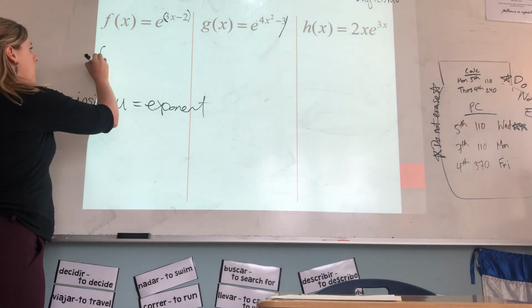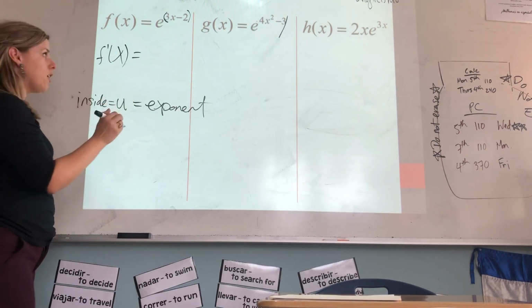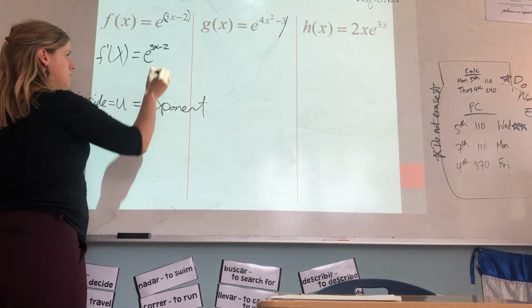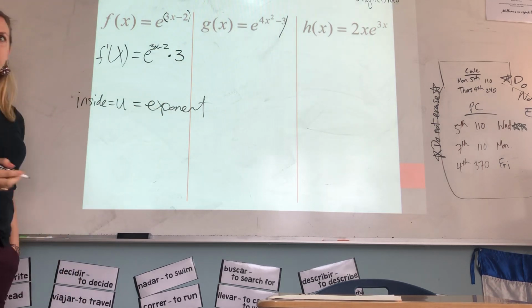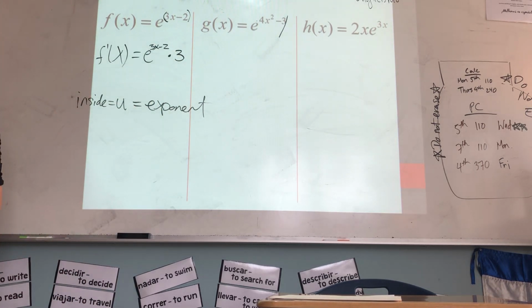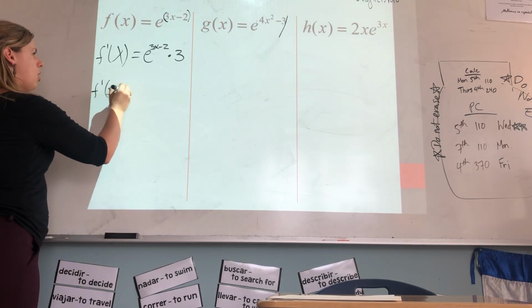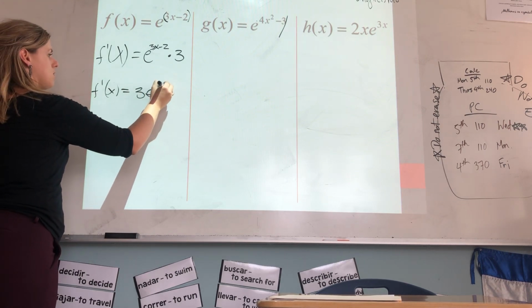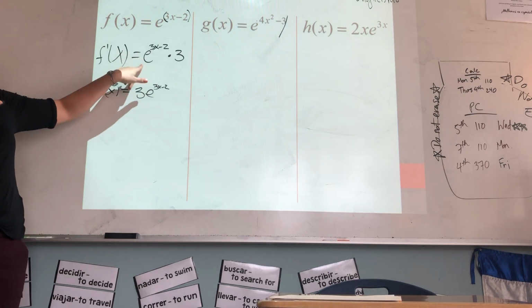So f prime of x is e to the u, itself, times du. That's the answer. I'll rewrite it so it's f prime of x. I'll put the 3 in front, 3e to the 3x minus 2. When you integrate, it's going to be backward. It'd be a third. The integral of that would be a third e to the 3x minus 2. So this is e to the u du.